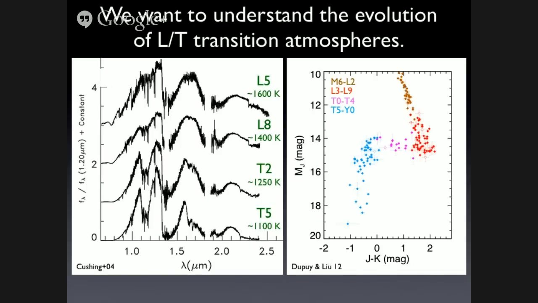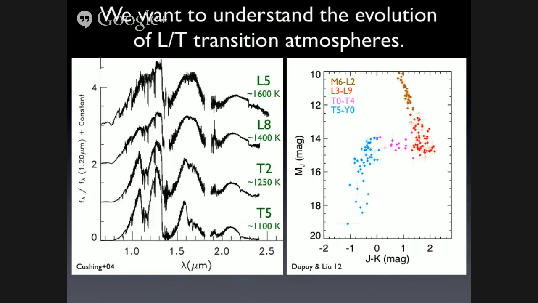There are these significant changes in the photospheres that happen. You can see the spectral changes here, and it's over a fairly narrow temperature range. You also get this blueward shift in the near-infrared colors as objects move through the LT transition. Obviously, these have been well targeted for variability.